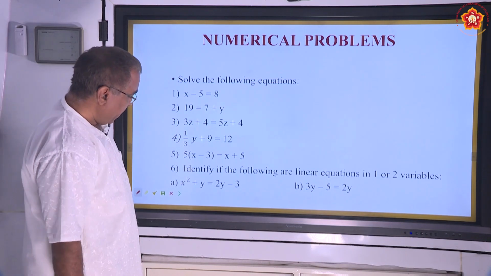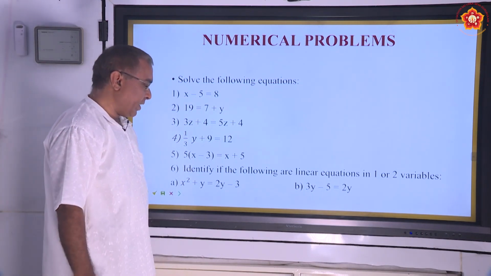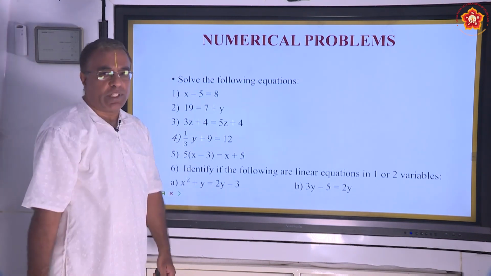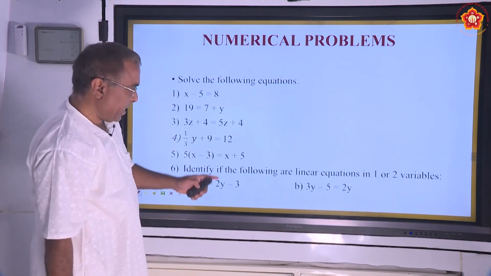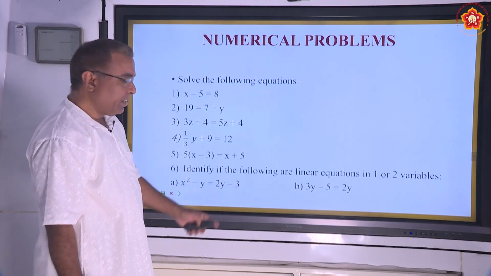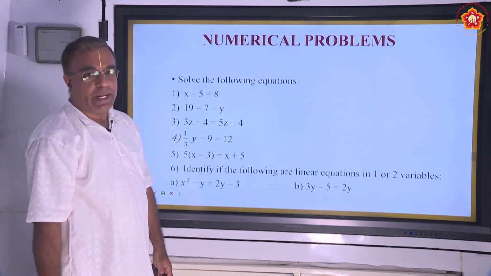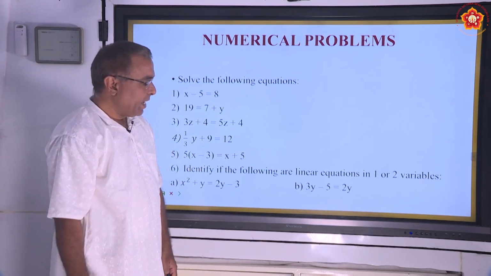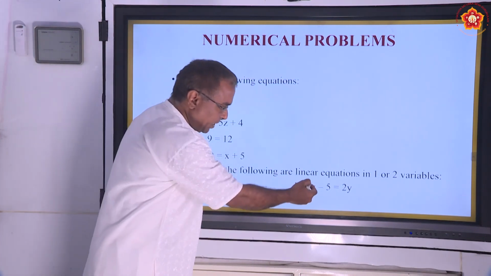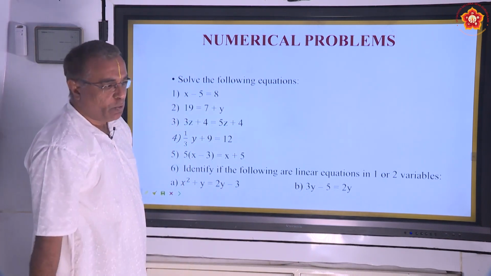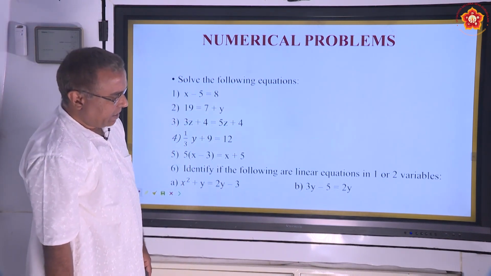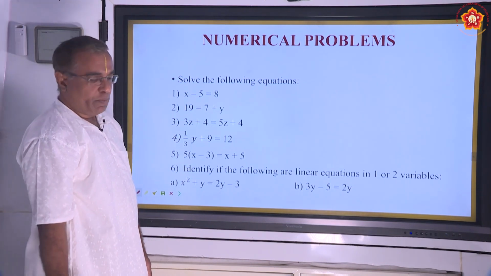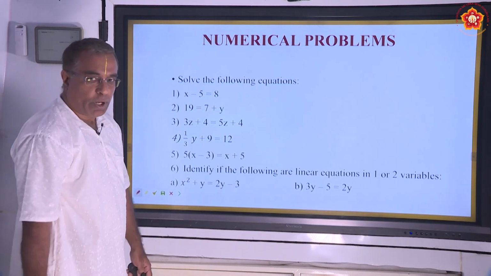Look at the first one, x square plus y equals 2y minus 3. Obviously, there are two variables. What are the variables here? X and y. So, this is an equation in two variables, namely x and y. How about the second one? 3y minus 5 equals 2y. Obviously, it has got only one variable, namely y, right. So, this is a linear equation in a single variable. I hope you are all following.